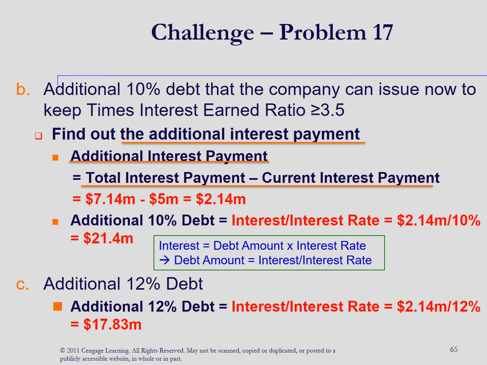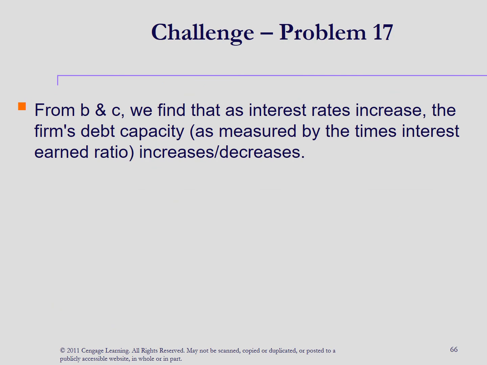Additional 12% debt can be calculated similarly. Additional 12% debt is calculated by additional interest payment divided by interest rate. We have additional interest payment of $2.14 million and interest rate of 12%. So the additional 12% debt is $17.83 million. We find that as interest rates increase, the firm's debt capacity decreases.